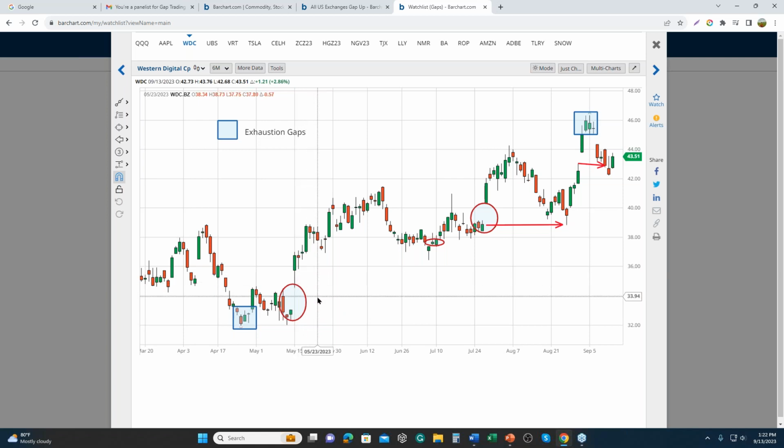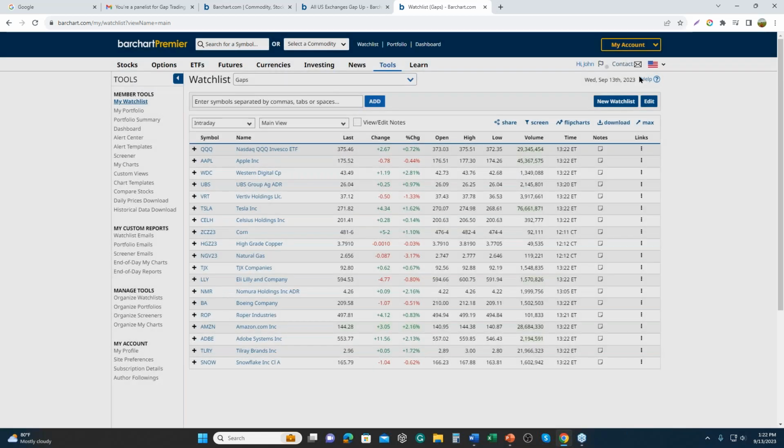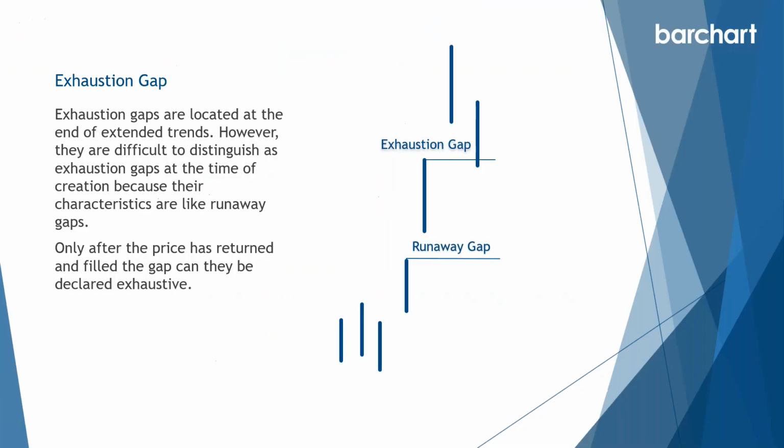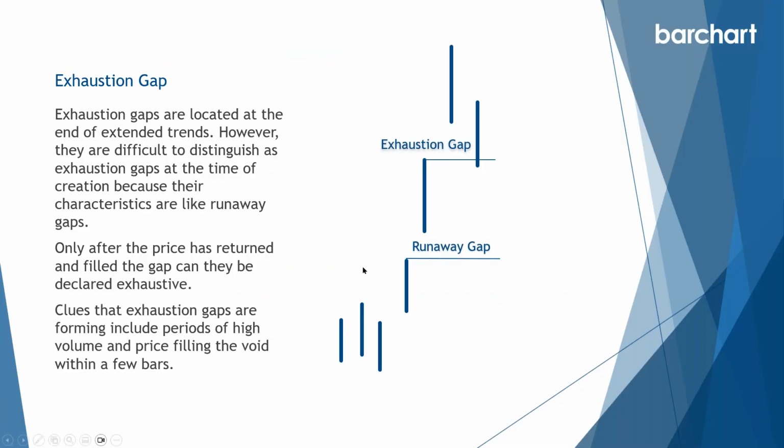And in this case, the reversal did come on a breakaway gap. So a lot of times after an exhaustion gap, you have a period of consolidation, and then you get a new gap, either a breakaway of a new trend or a re-engagement of the previous trend. So there are some clues in terms of exhaustion gaps forming, usually periods of high volume. And again, this concept that price retraces or fills that void within a few candles.